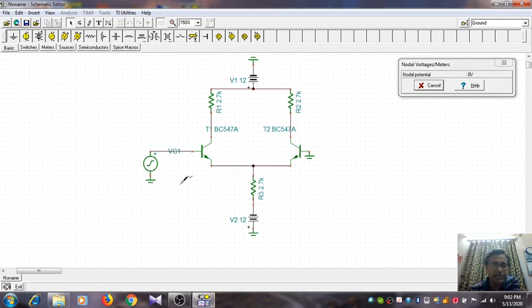Note that we have not connected any capacitance here. That means there is no DC blocking capacitance we have kept on this side, as we have done in our common emitter amplifier. Okay, the reason is that this amplifier should be able to provide amplification right from DC or 0 hertz. Also, another purpose it serves is that there is no need to put any biasing resistor for T1 and T2.